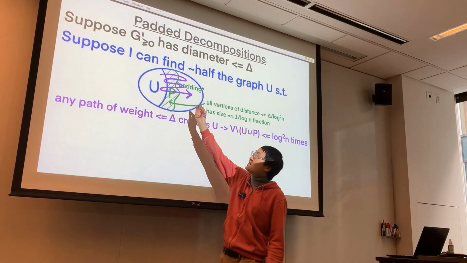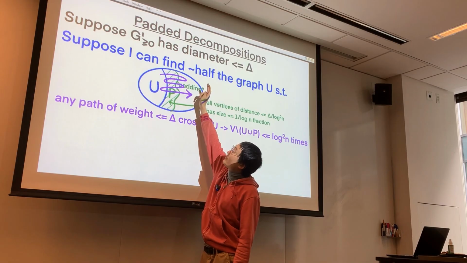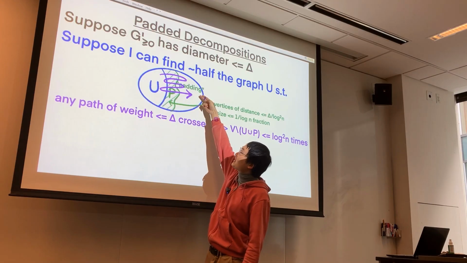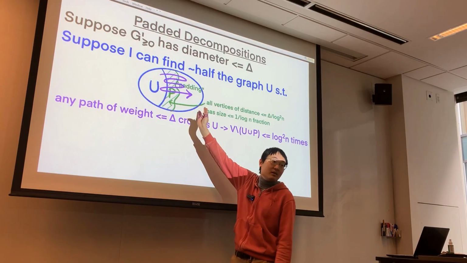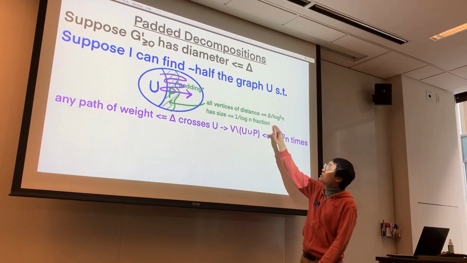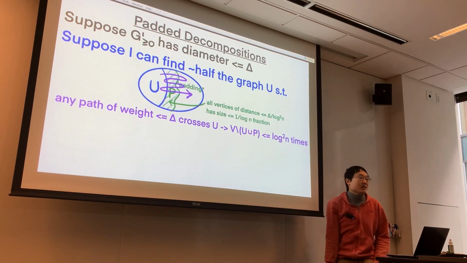Now, because this padding is one directional, it's possible for you to directly go from this side back to this. This padding is one directional, so edges like this do exist. But of course, you have to go back and forth. So every time you go from left to right, you must spend this much. And if your path has weight at most delta, then you can do this at most log squared n times.